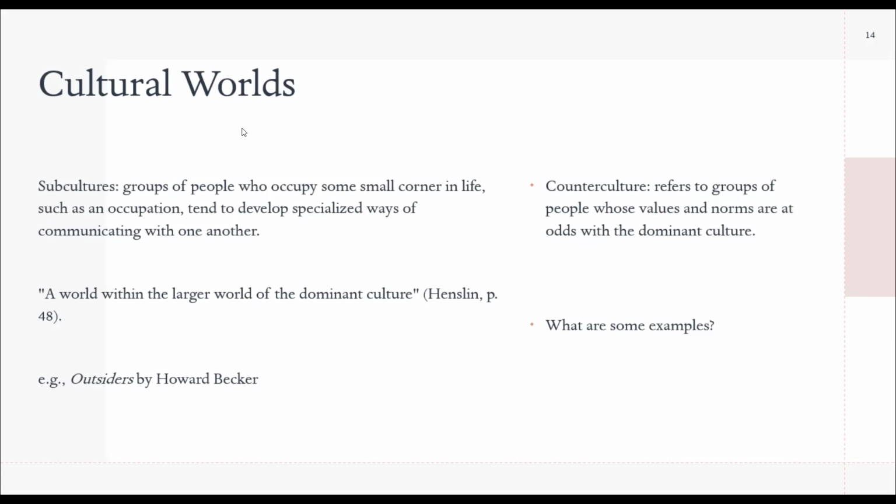So subcultures are groups of people who occupy some small corner in life, such as an occupation. They tend to develop specialized ways of communicating with one another within subcultures. An example of it, I should have brought down the book, is the book Outsiders, which is the book that you're probably thinking of. It's a book by Howard Becker, who is a very famous criminologist and sociologist. And he was studying drug culture. And drug culture is a particular subculture, right? Especially he was studying people who smoke weed and marijuana and who formed their own subculture.